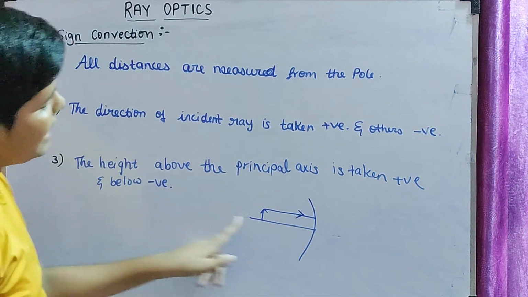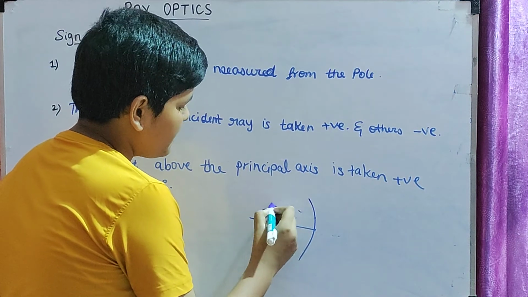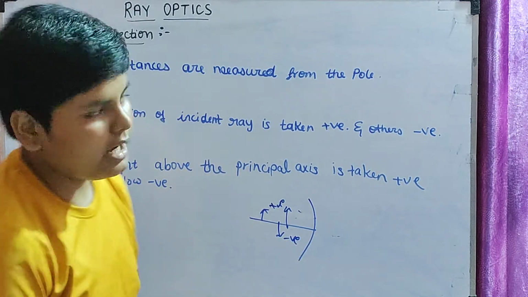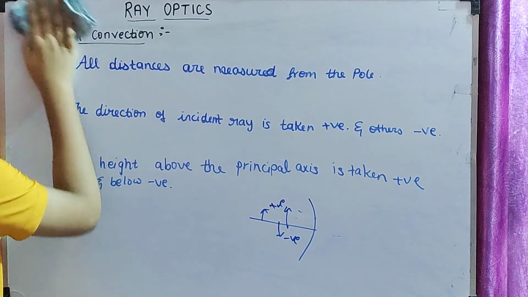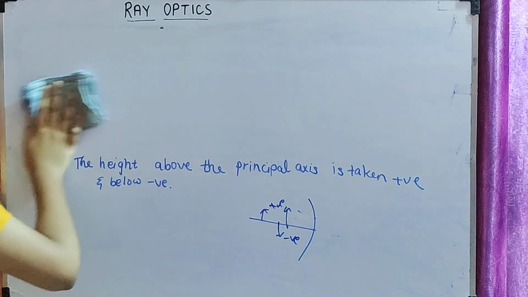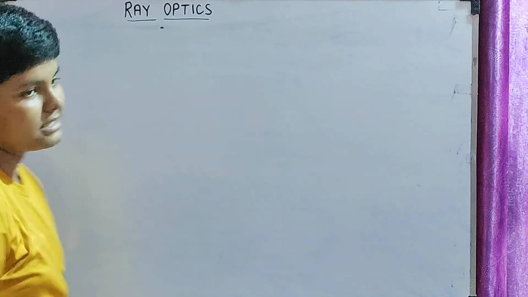And third one, the height above the principal axis. This is the principal axis. Anything on top is taken as positive, anything below is taken as negative. These three are the sign conventions. So these three are very important. All distances are measured from the pole. The direction of incident ray is taken as positive and others negative. The height above the principal axis is taken as positive and below the principal axis is taken as negative.